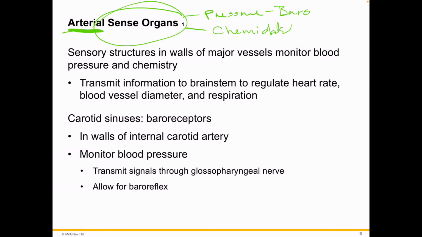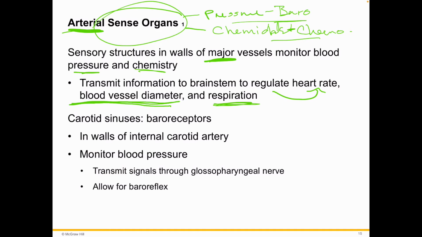And the second is chemo. That's easy, right? These sensory structures are found in the walls of the larger or major vessels. They monitor things like pressure, which the baroreceptors do, and then the chemistry of the blood at that point, which the chemoreceptors do. They use that information to regulate the heart rate, and they do it by expanding or contracting the blood vessel diameter. They can also have effects on respiration as well.